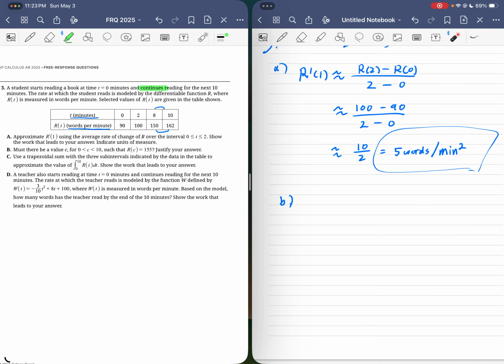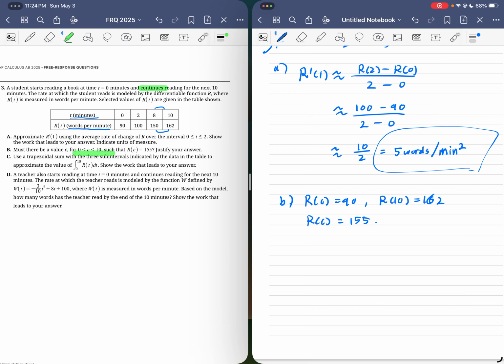Students start reading a book at time equals 0 and continue reading for the next 10 minutes, and this is the speed of their reading. So yes, it's continuous. What you have to do is, between 0 and 10, write R of 0 is equal to 90, and R of 10 is equal to 162. And R of C is what we're looking for, 155.